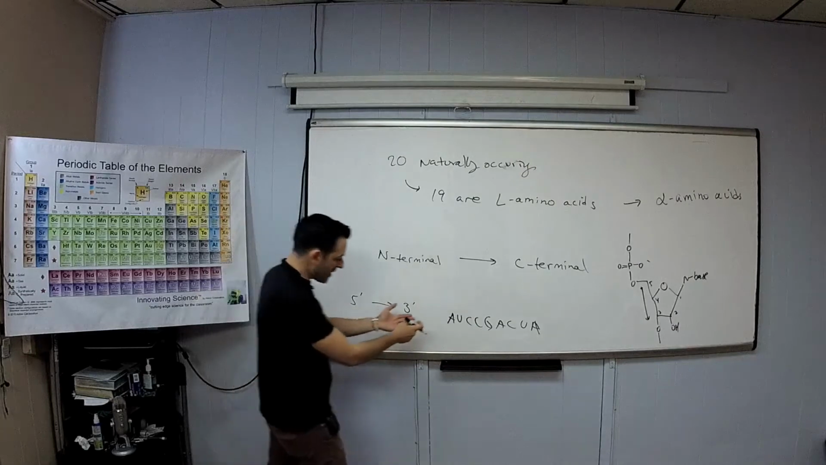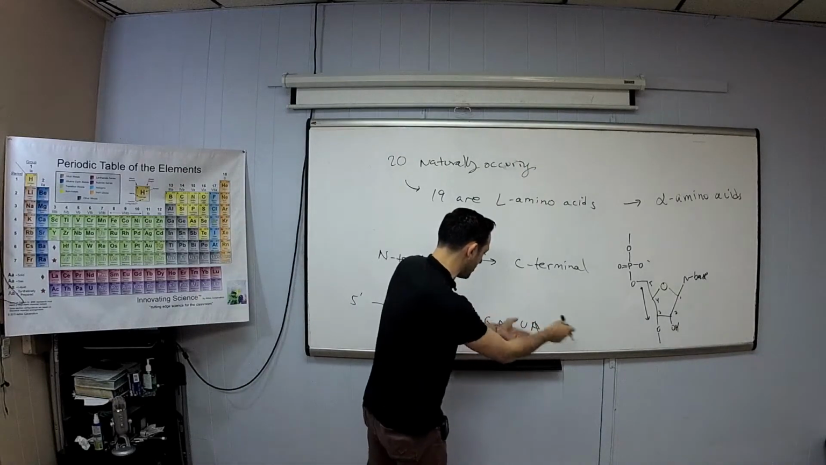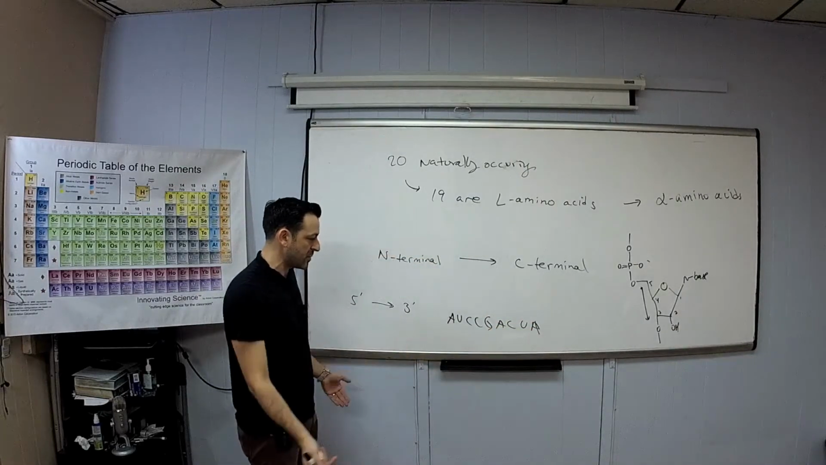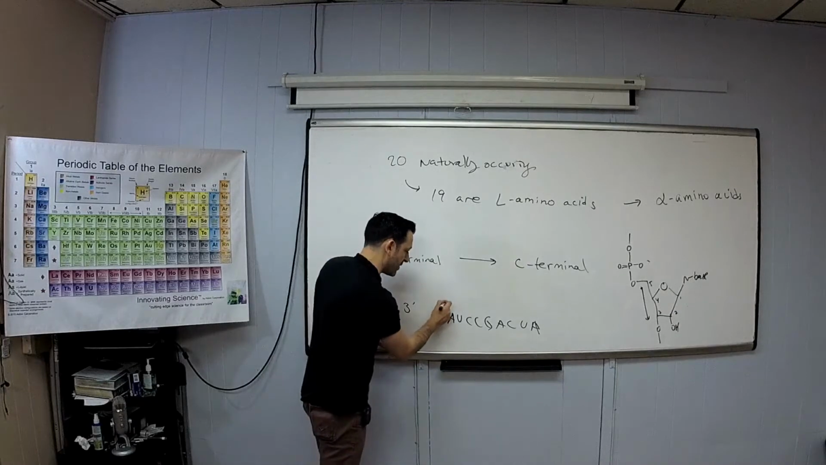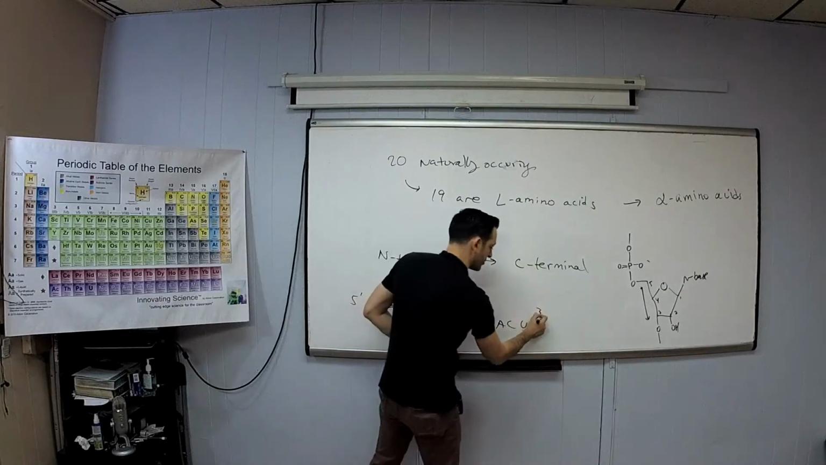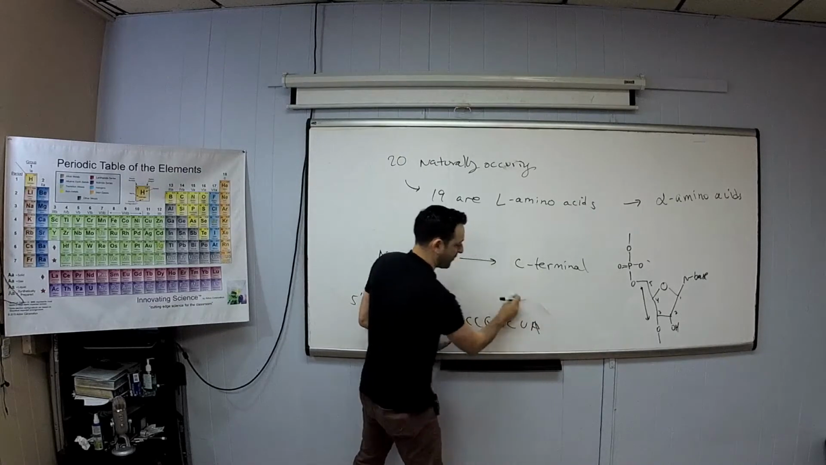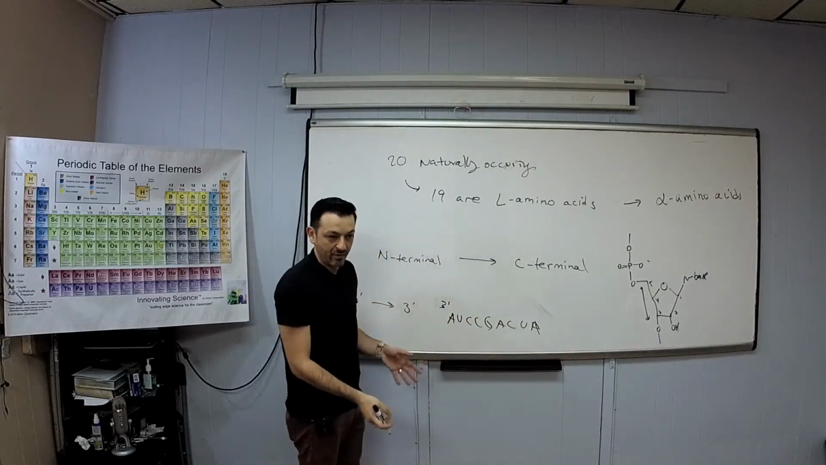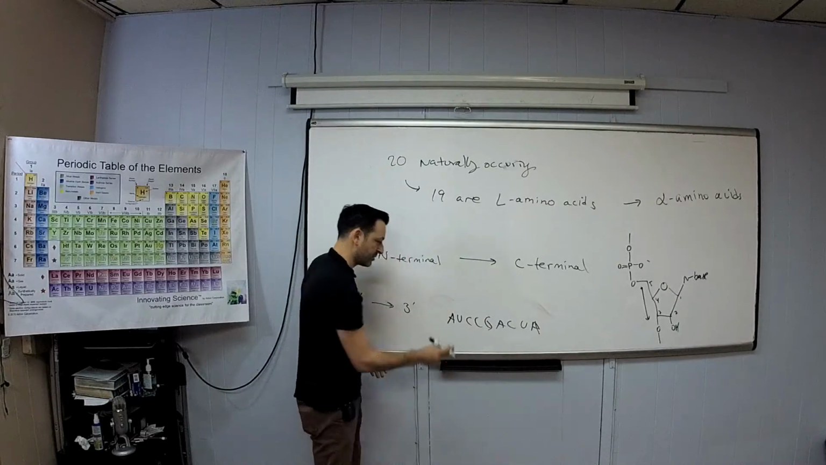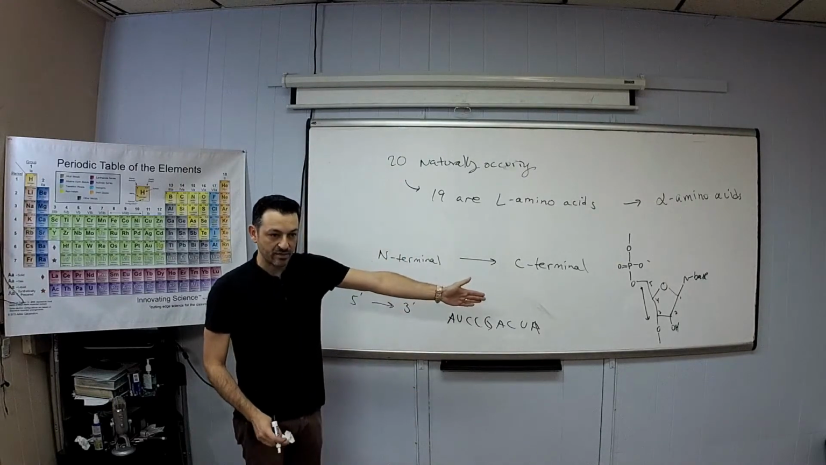So if I write AUCCGACUA, and I don't tell you which side is which, that means that we all assume this is 5 prime and this is 3 prime. Now, if I do label it, I could label it, and that's fine. I could call this the 3 prime. That's allowed. But unlabeled, that's the 5 prime, and that's the 3 prime.